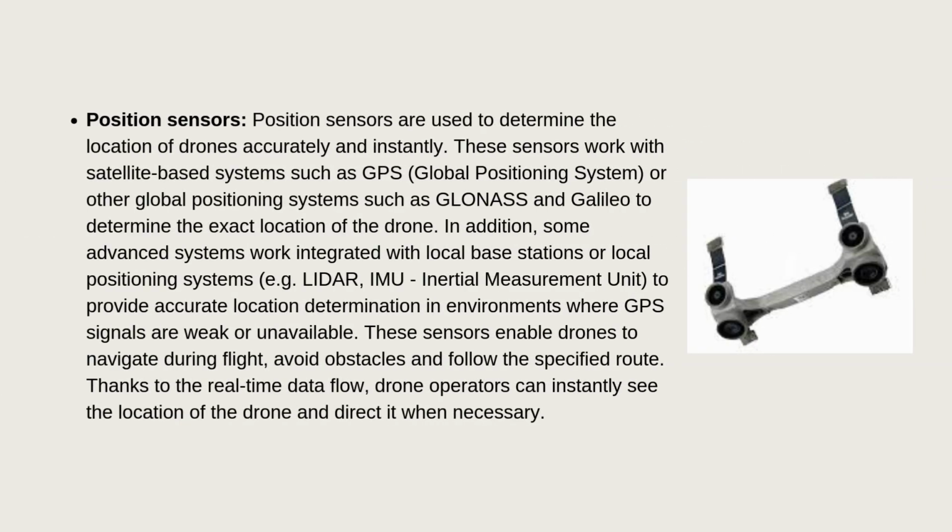Position sensors. Position sensors are used to determine the location of drones accurately and instantly. These sensors work with satellite-based systems such as GPS, Global Positioning System, or other global positioning systems such as GLONASS and Galileo to determine the exact location of the drone. These sensors enable drones to navigate during flight, avoid obstacles, and follow the specified route. Thanks to the real-time data flow, drone operators can instantly see the location of the drone and direct it when necessary.